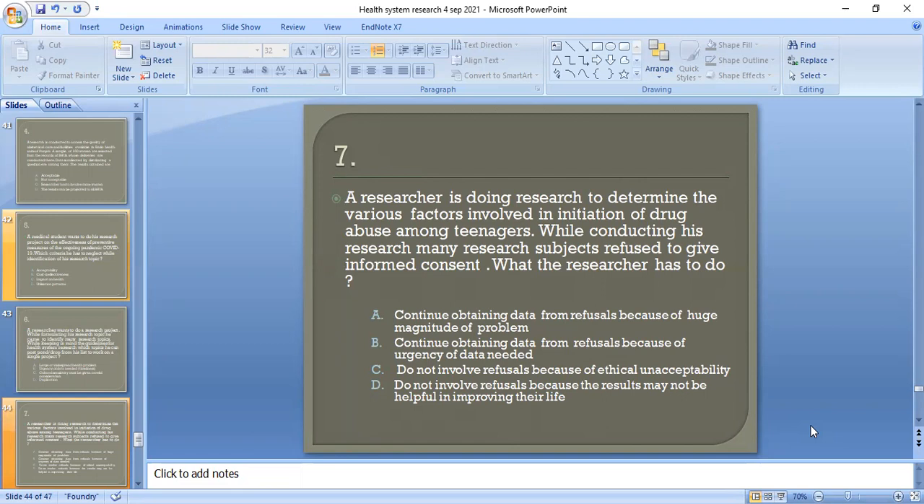C. Yes, C is the correct option, because if the study subjects refuse to give informed consent, then it is unethical and they should not be involved in the study.